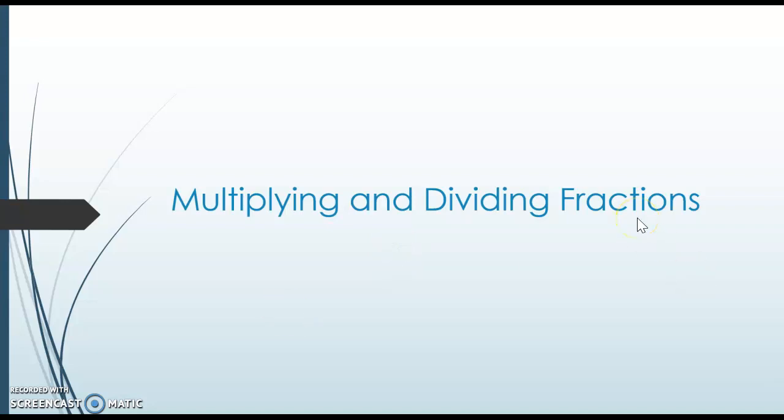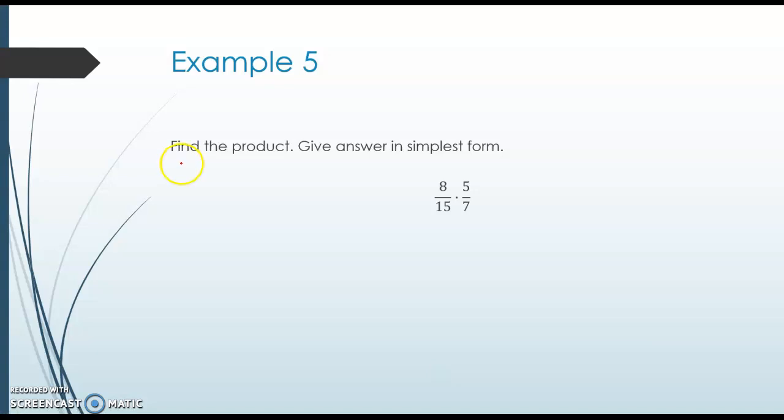So now we're going to start on section 4 of our review unit, and we're going to talk about multiplying and dividing fractions. So we're just going to get right into it. When we multiply and divide, we do not need like denominators. When we multiply, we just multiply straight across.